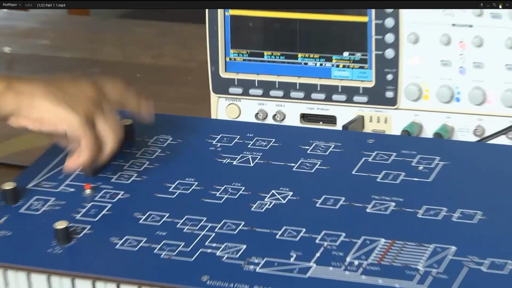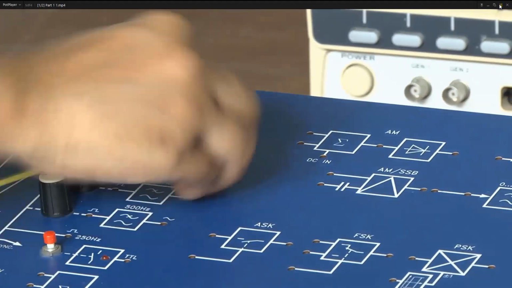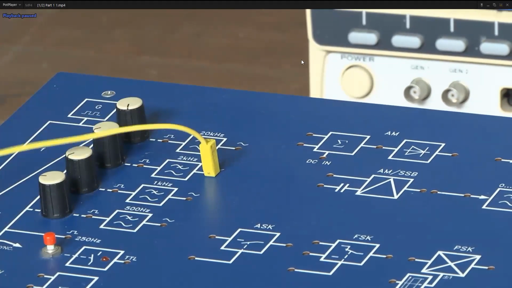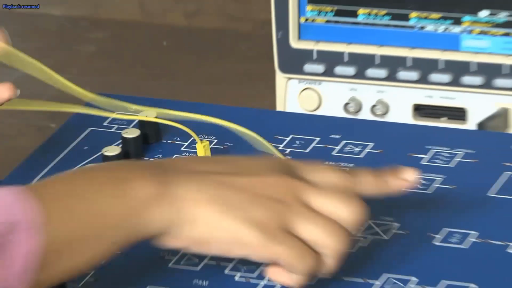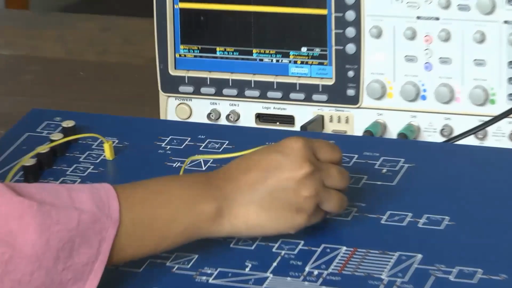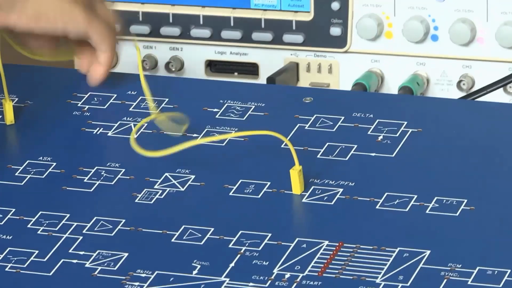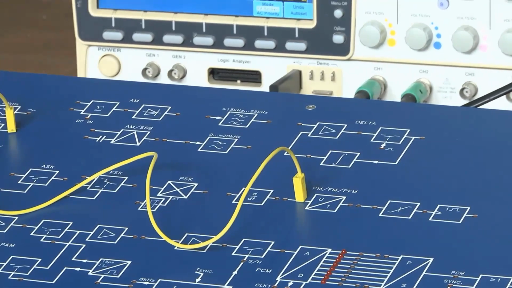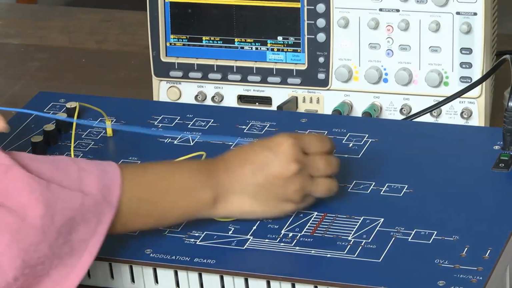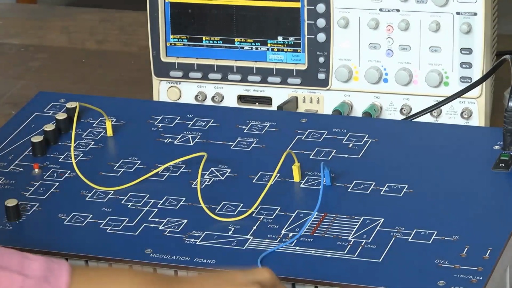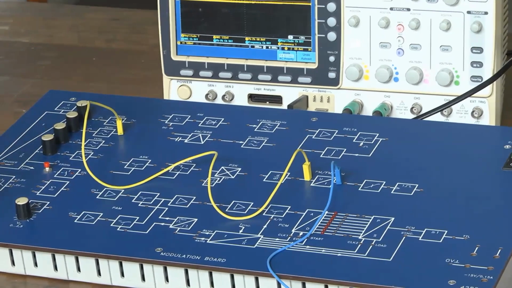You can see that we can give a 2 kilohertz input from here. 2 kilohertz is the frequency of the information signal. So we can give this input to the VCO circuit, and we can take the output from here.